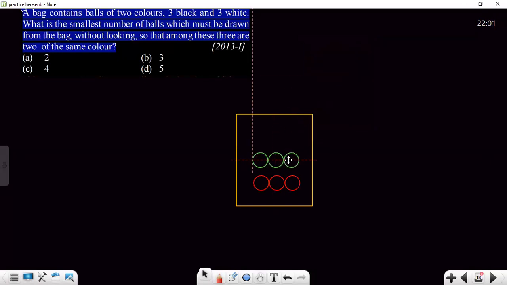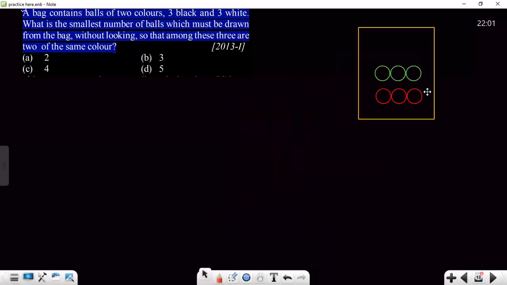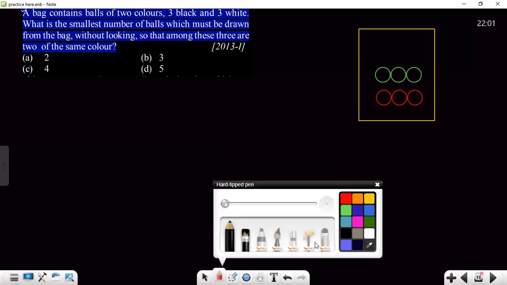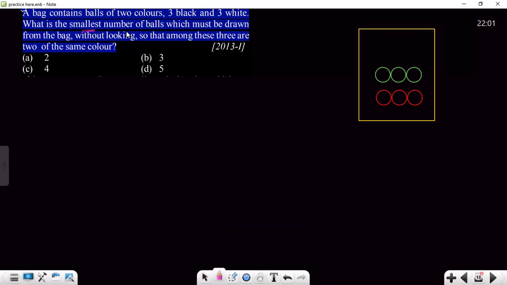Instead of black and white, I'm just giving an example of different colors, because we cannot write black on black. Okay, so here, what is asked is the smallest number of balls we should take out of the bag without looking, so that among these, now this is a misprint.